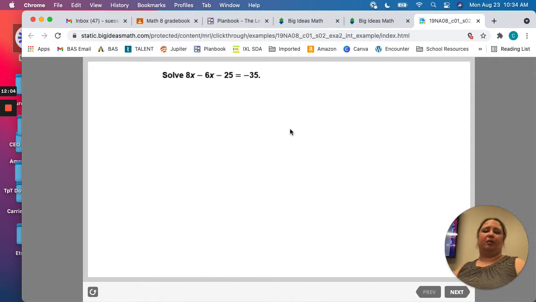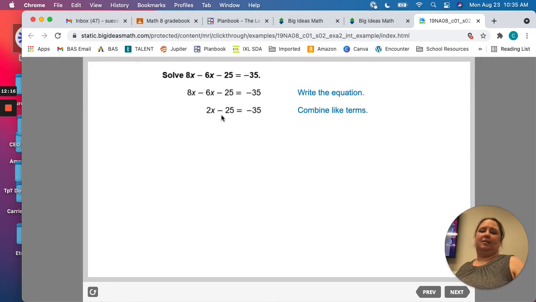Combine like terms. So which of these 3 terms are like terms, Josh? 8x and the 6x. So we're going to simplify 8x minus 6x. Would be 2x. Very good, because 8 minus 6 is 2. Question? No, she's just ready to raise her hand again.